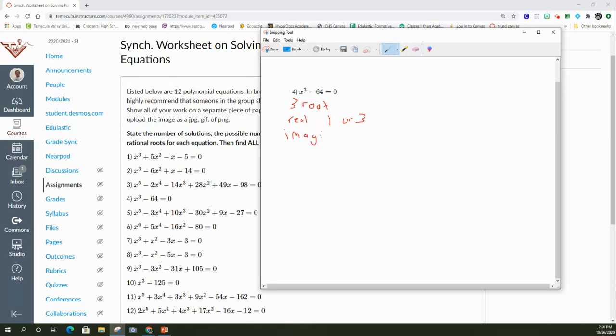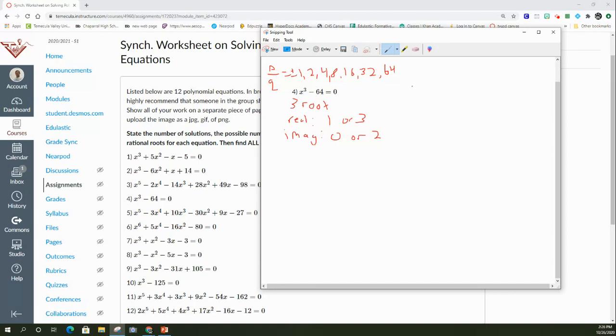Imaginary is 0 or 2. Again, 0 imaginary means there's 3 real. 2 imaginary means there's 1 real. My possible p over q's here are just the factors of 64: plus or minus 1, 2, 4, 8, 16, 32, and 64.